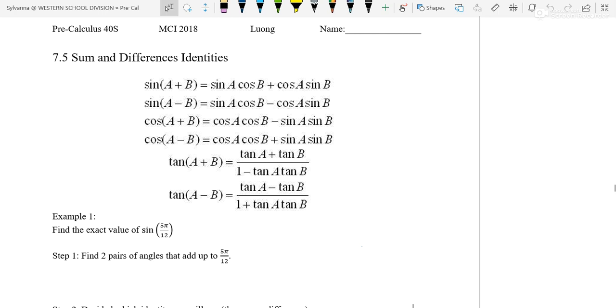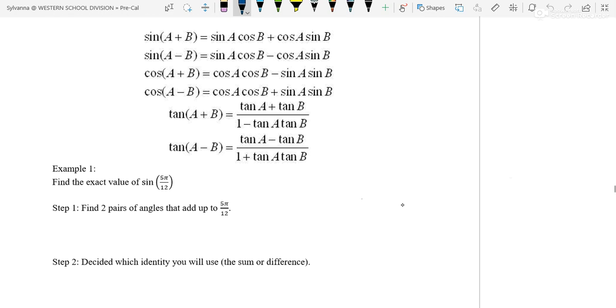to finding. For example, with these formulas, I can find sine of 5 pi over 12. Usually with 5 pi over 12, we would look at that and say, that's not one of my triangles, so I'll just use my calculator. Well, now you can actually do this without a calculator by using these formulas. So let's take a look and see how we do that.